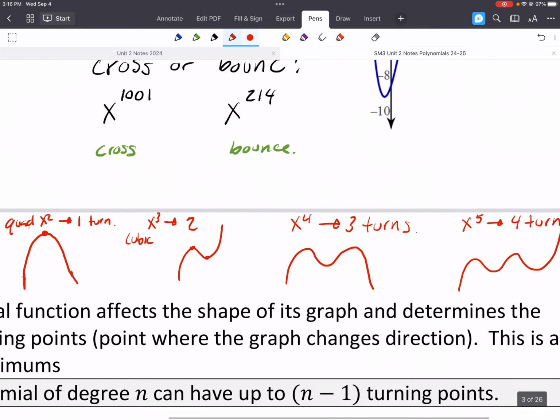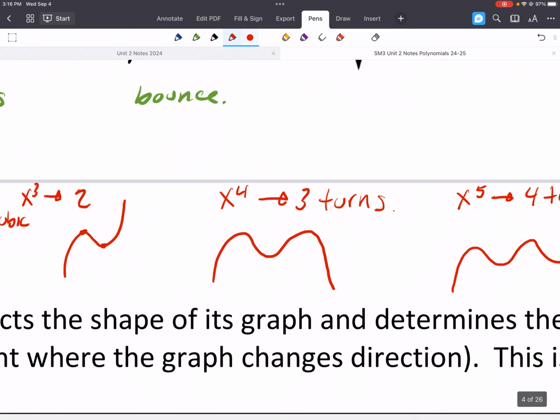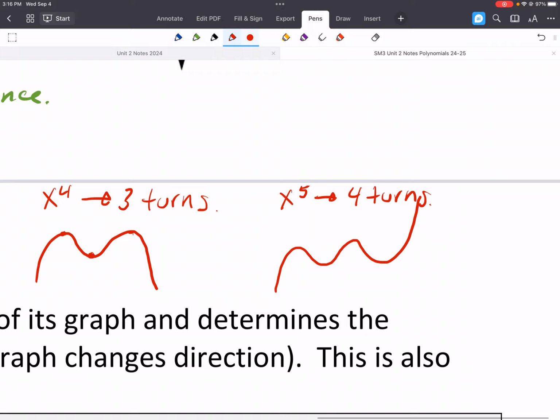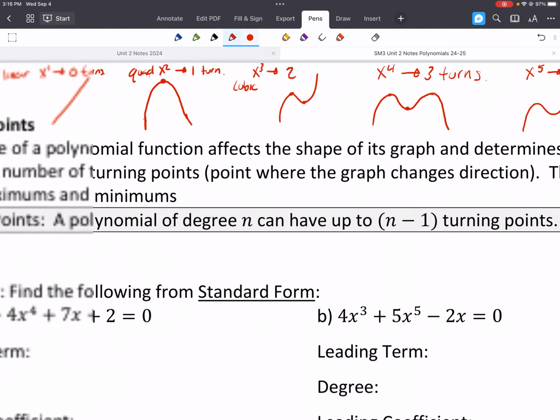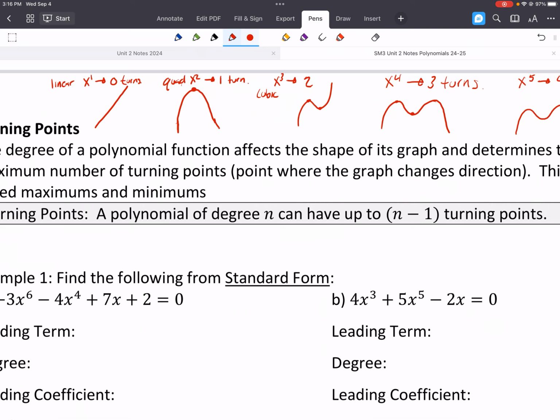Turning points, I should keep saying turning points. If we have a 4th degree, we could end up getting 3 turning points. And if we keep going, we're probably seeing this pattern: the maximum number of turns is always going to be one less than your degree. So you just take your degree, subtract 1, and that gives us the number of potential turning points.